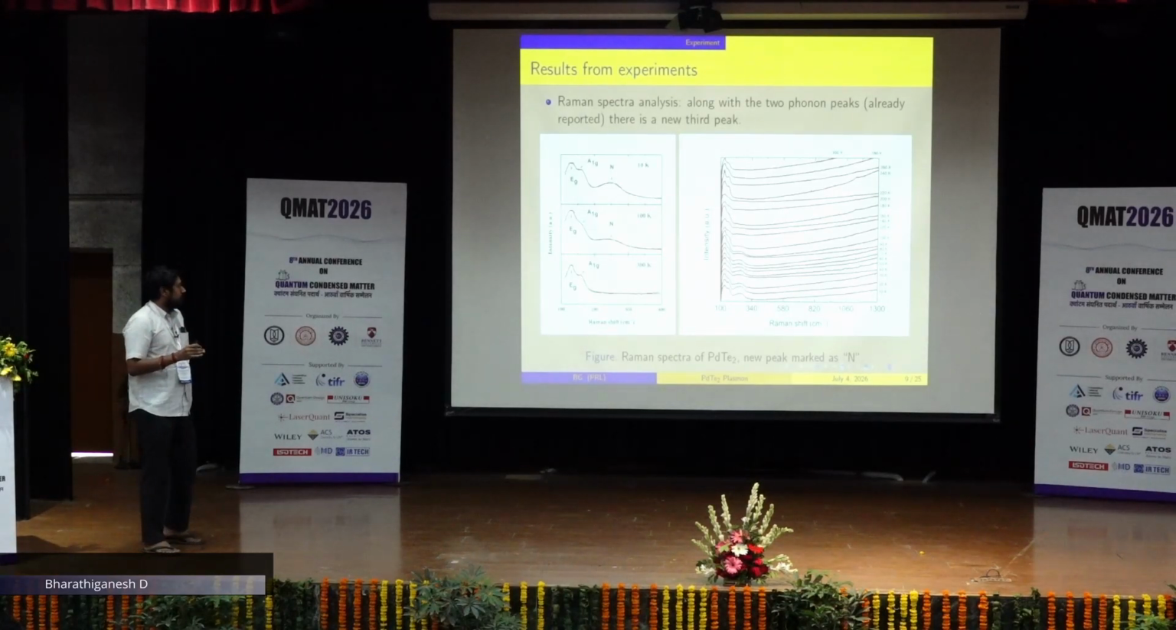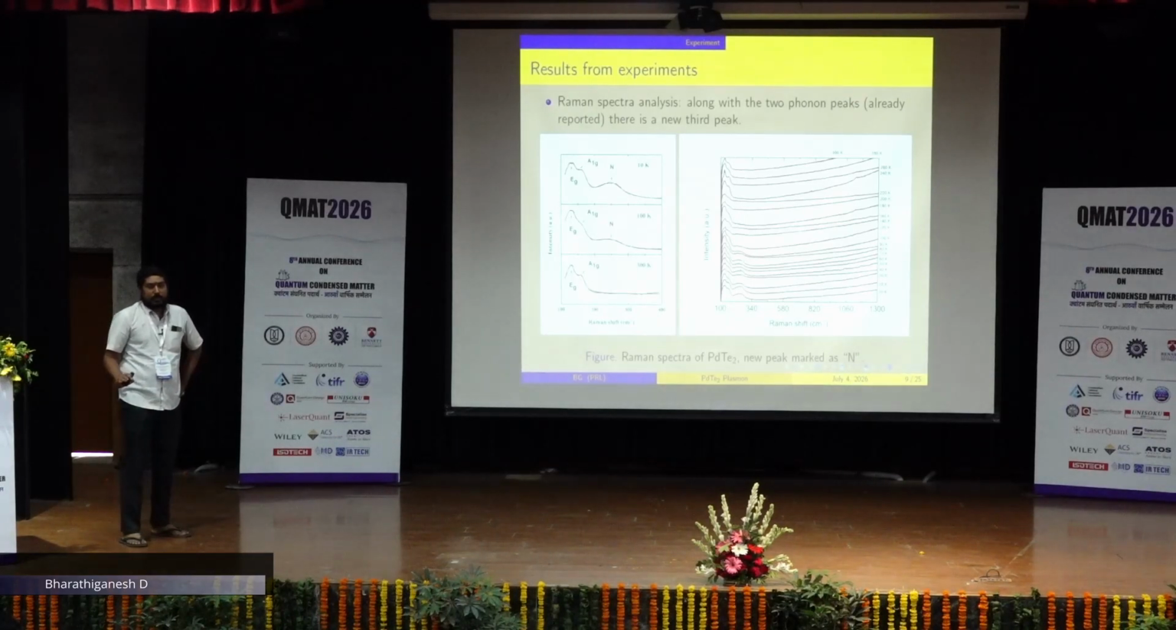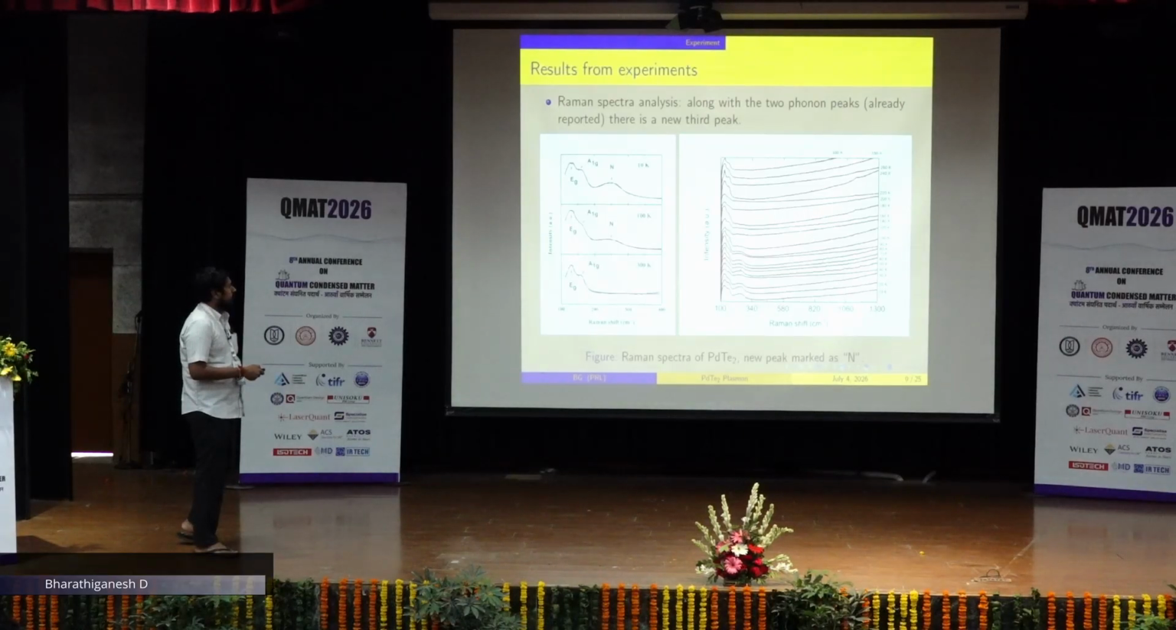There is a PRL in which another group did Raman scattering experiments, and they found some results. This is the Raman scattering data for different temperatures, and there are two phonon modes that have already been reported in this palladium ditelluride. But as you decrease the temperature below cryogenic temperature, around 180 Kelvin, you start getting a new broad third mode, and that becomes more prominent at very low temperatures.